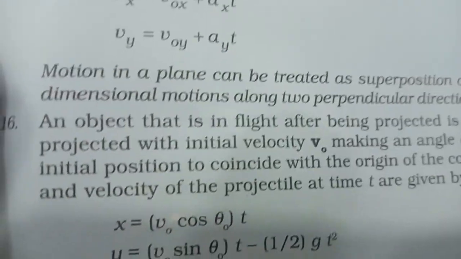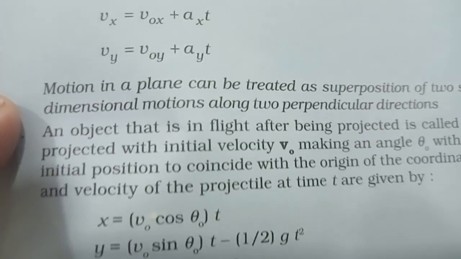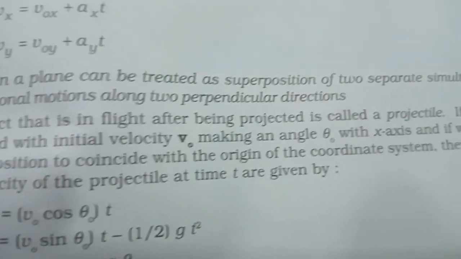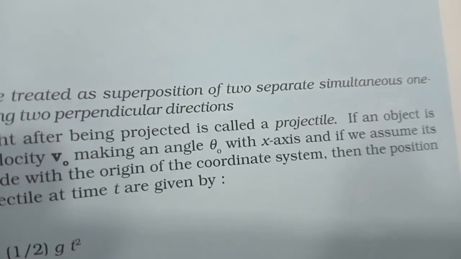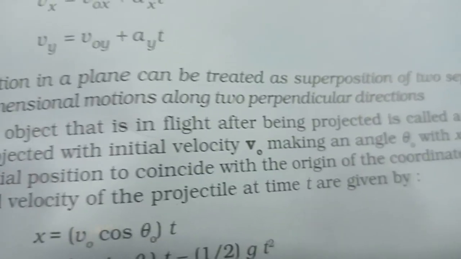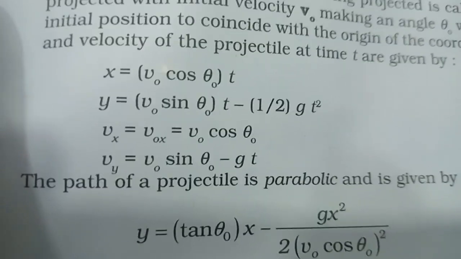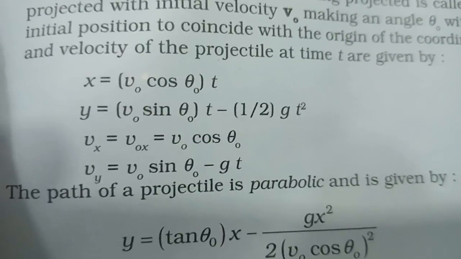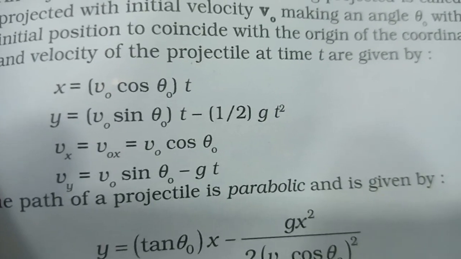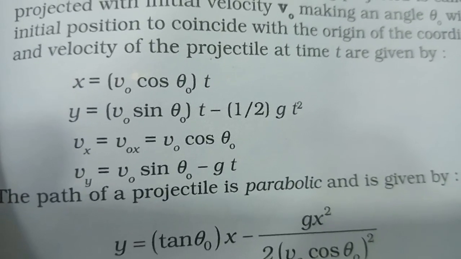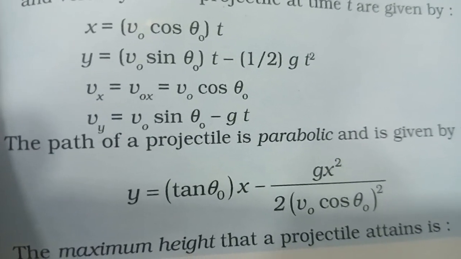An object that is in flight after being projected is called a projectile. If an object is projected with initial velocity v naught making an angle theta naught with x-axis, and if we assume its initial position to coincide with the origin of the coordinate system, then the position and velocity of the projectile at time t are given by x is equal to v naught cos theta naught t, y is equal to v naught sin theta naught t minus half g t square, vx is equal to vox is equal to v naught cos theta naught, vy is equal to v naught sin theta naught minus g t.